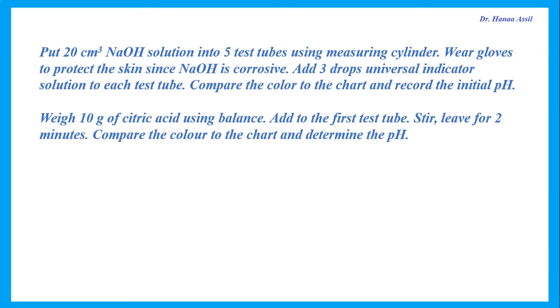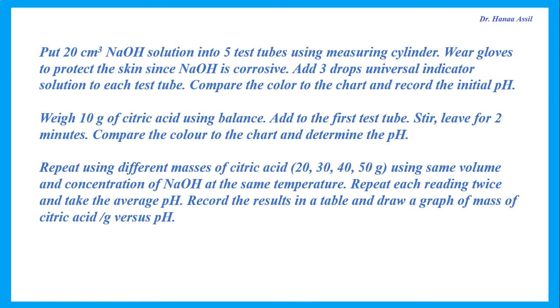Then we're going to start adding citric acid. So weigh, for example, 10 grams of citric acid using balance, add to the first test tube, leave so that it can react for about 2 minutes, and then compare the color to the chart, determine the pH. Repeat using different masses of citric acid. Usually, again, we want 5 different masses using the same what?